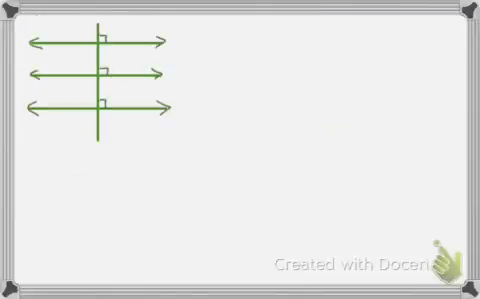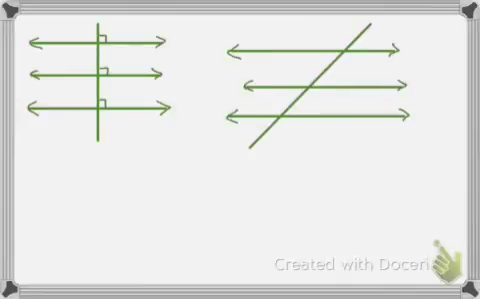Just reviewing, if I have parallel lines and I have a line cutting through all the parallel lines, if it's perpendicular to one of the lines, it's perpendicular to all of the lines. If I have parallel lines and a line cutting across, it's called a transversal, and all of the small angles are equal and all of the large angles are equal.